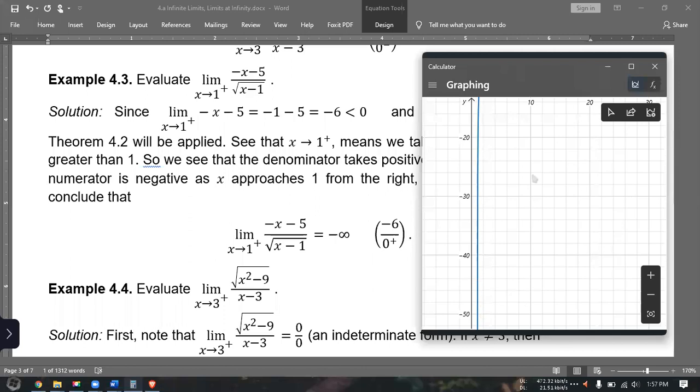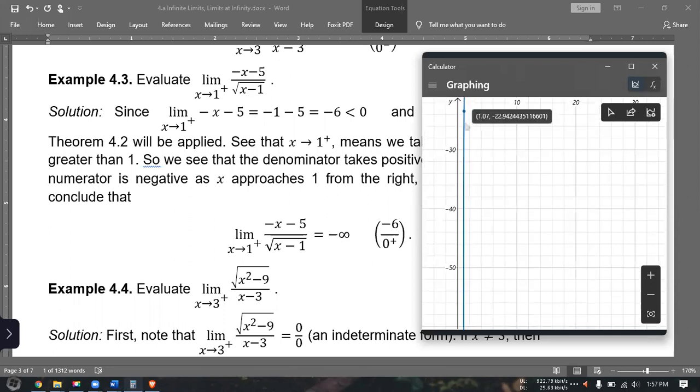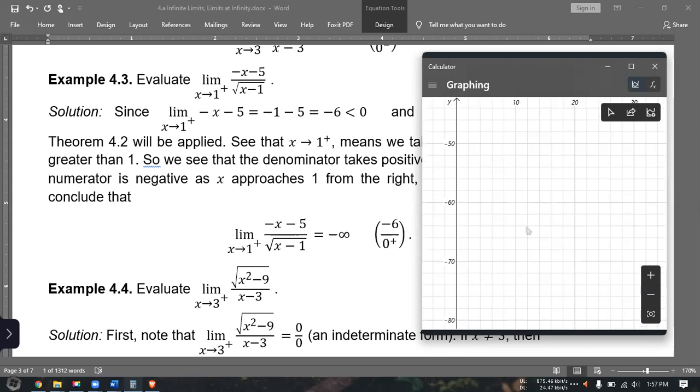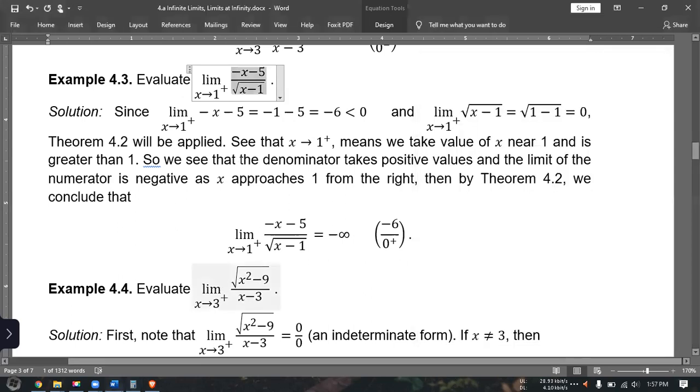That is, what do we mean by decreasing unboundedly? So the more we move closer to 1, or the more X value moves closer to 1, our Y becomes smaller and smaller. That is decreasing unboundedly. Question? No question?